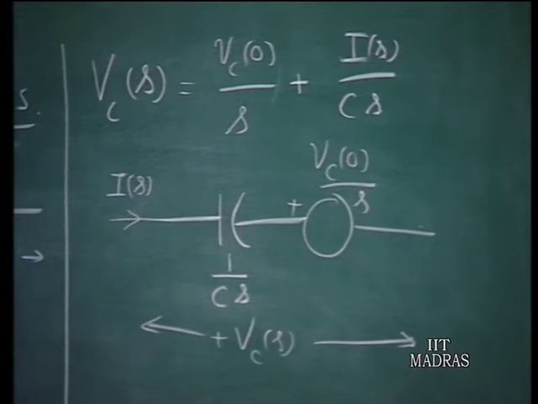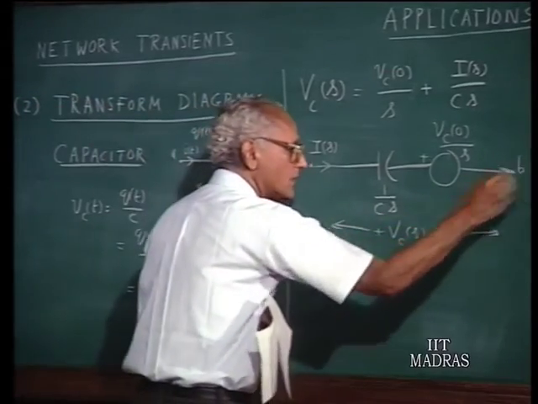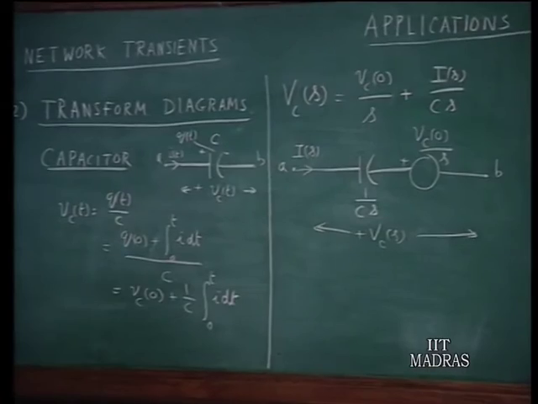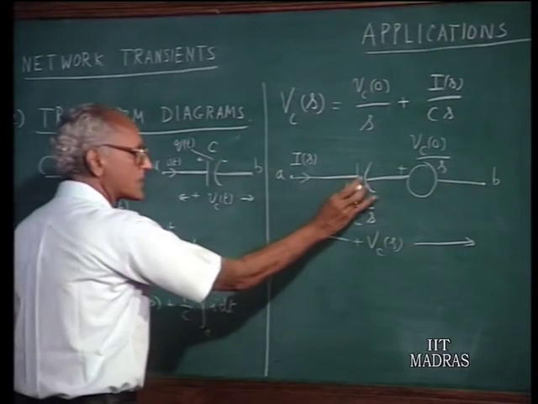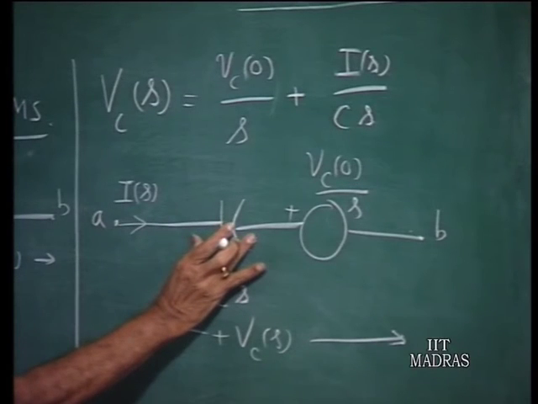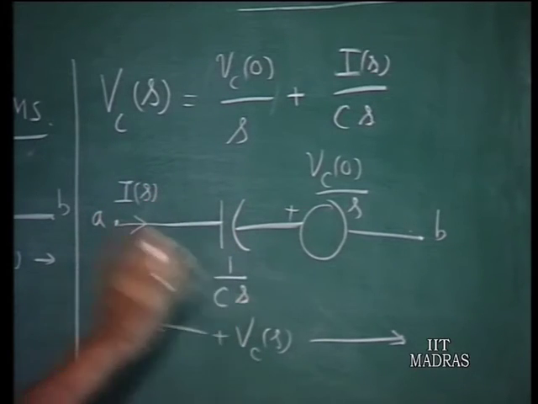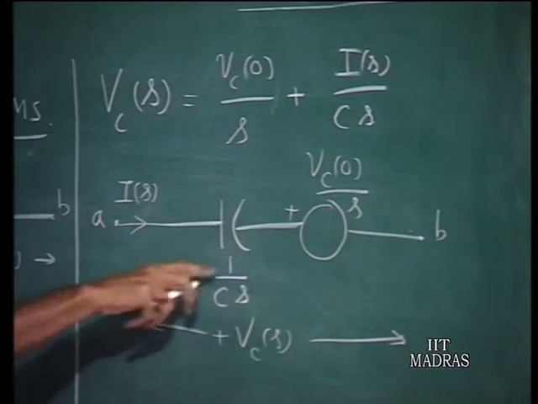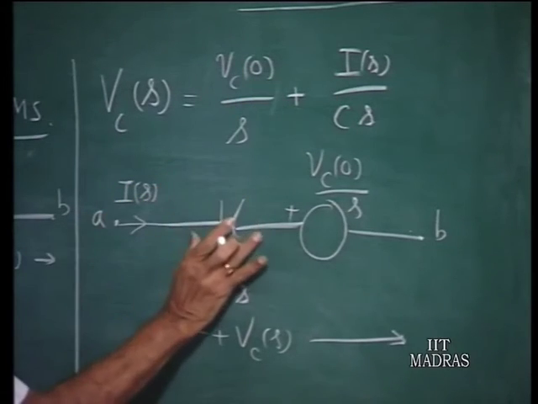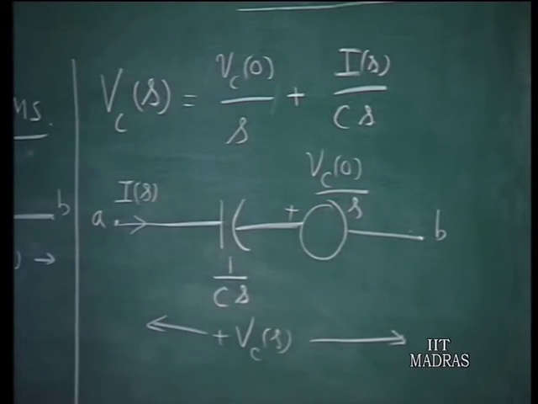So, we observe now that the terminals of the capacitor, suppose these are the two terminals A and B, in the transform domain diagram, we can think of the capacitor to be represented by a circuit like this, where the capacitor has a generalized impedance 1 over Cs, in the sense that the voltage across the capacitor in the transform domain divided by the current in the capacitor in the transform domain is 1 over Cs. So, Is passing through 1 over Cs develops a voltage Is over Cs. In addition, we have a voltage source Vc0 over s, which together constitute the capacitor voltage in the transform diagram.